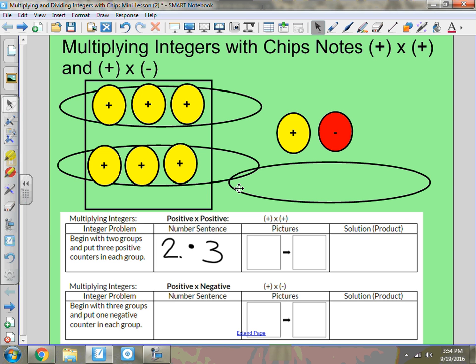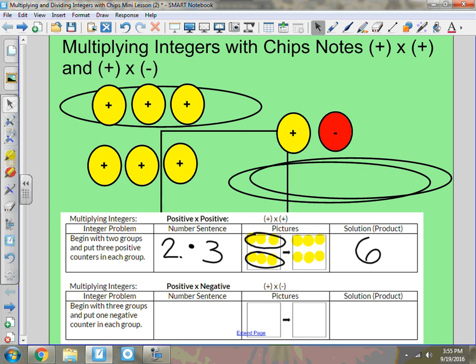Now I'm going to go ahead and make a copy of what I am writing in my left-hand box. I'm just drawing what I had put up top. I've got my 2 groups, and I'm going to put 3 yellow circles. Remember, our yellow chips are positives, so I've got 2 groups of 3 positives. In my next box, I'm actually going to be putting them all together. So I'm going to put the 3 from the first group and the 3 from the second group. And that means that I've got a total of 6 positive chips in my box. So 2 times 3 is 6, which we already know, but now we know how to do it with chips.